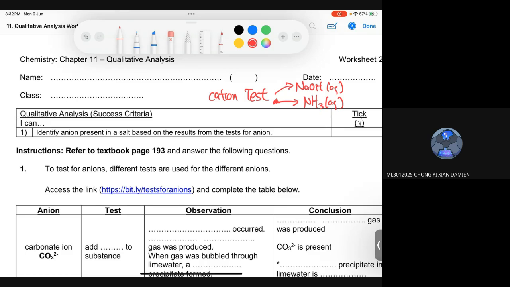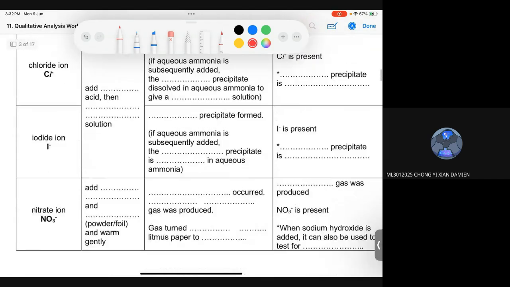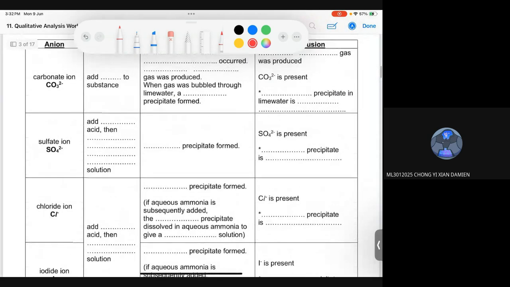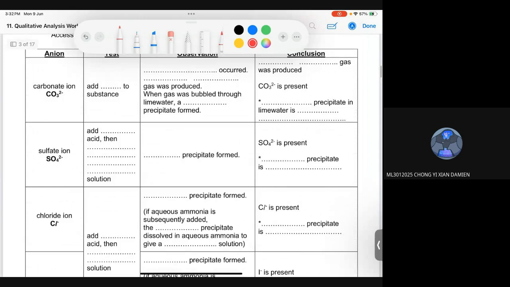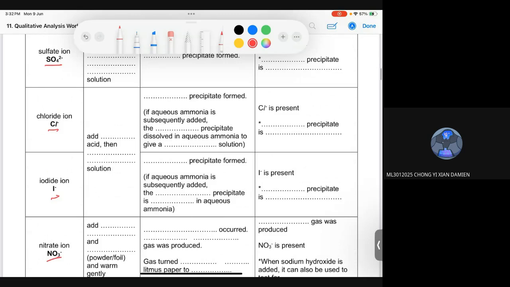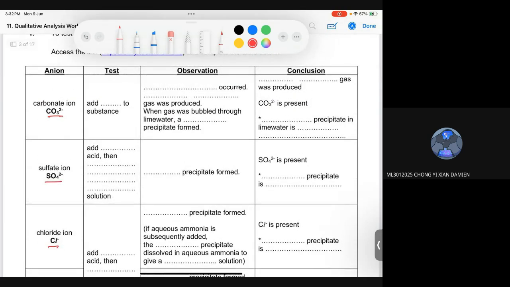Now, for anions, different anions require a different test. There are 5 main anions that you are required to know: carbonate, sulfate, chloride, iodide, and nitrate. I'm just going to go through them row by row. So let's start.